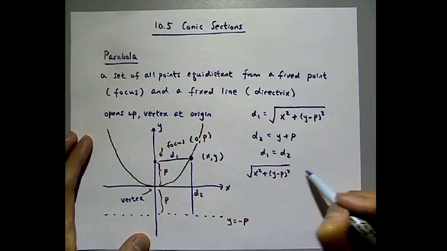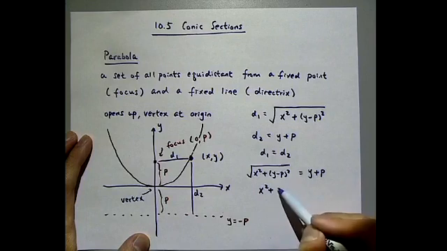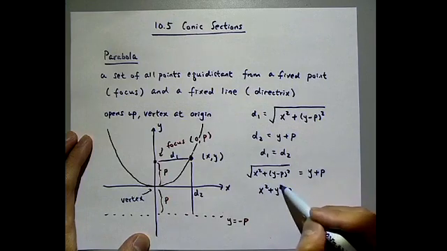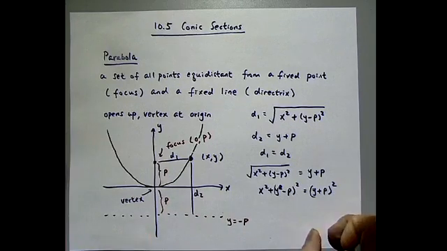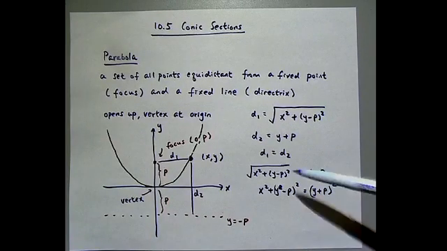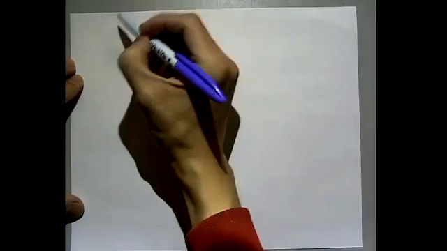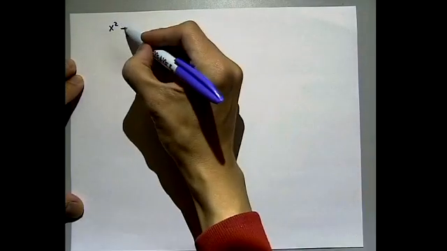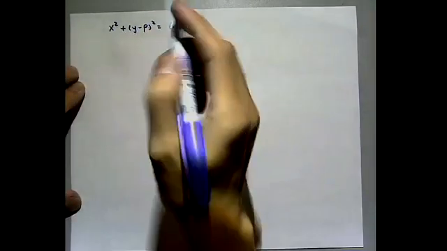The algebra is not too difficult here. Square both sides. I got this thing here. Let's continue with that line: x squared plus (y minus p) squared equals (y plus p) squared. Then we just expand these two things.